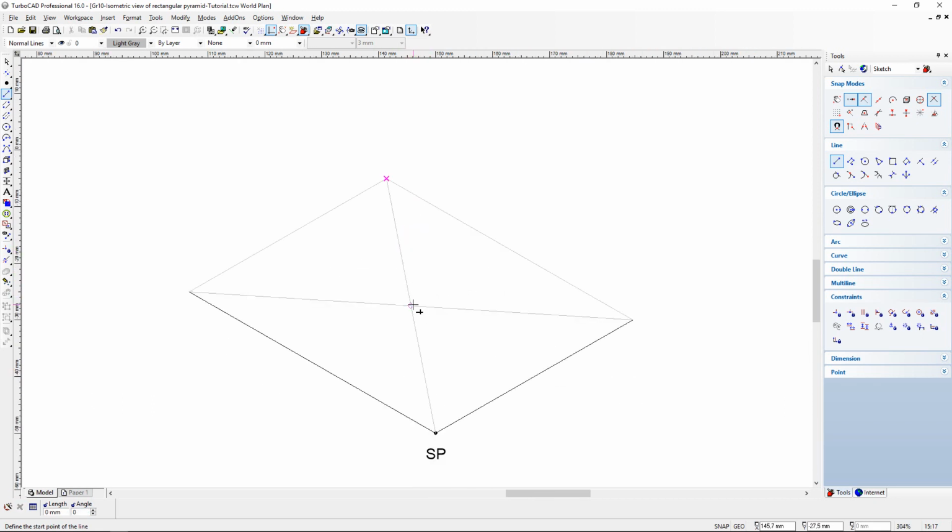Now we have the center of the base of our rectangular pyramid, and we know that from this center, vertically up at 90 degrees with a distance of 70 millimeters, we will determine our tip of the pyramid. So therefore I'm going to draw a light construction line now, and I'm going to say that it must be 70 millimeters high and it must be at an angle of 90 degrees.